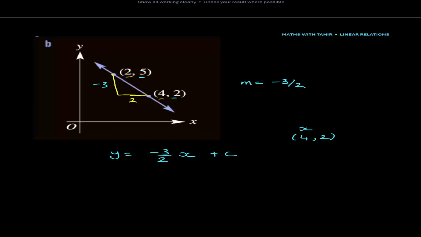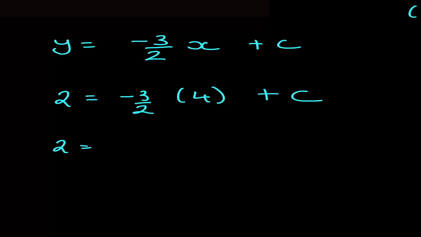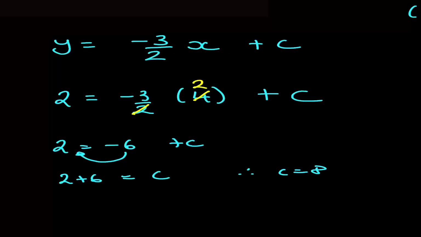And remember, it is in the form of x and y. So instead of y, I'm going to put in 2. And instead of x, I'm going to put in 4. And we're trying to work out what c is. Okay, so that stays as 2. We've got negative 3 on 2 times 4. So that 4 can be divided by 2, and it just simplifies to 2. So you have minus 3 times 2, which is negative 6, plus c. And then you can move that over here. So 2 plus 6 is c. Therefore, c equals 8.